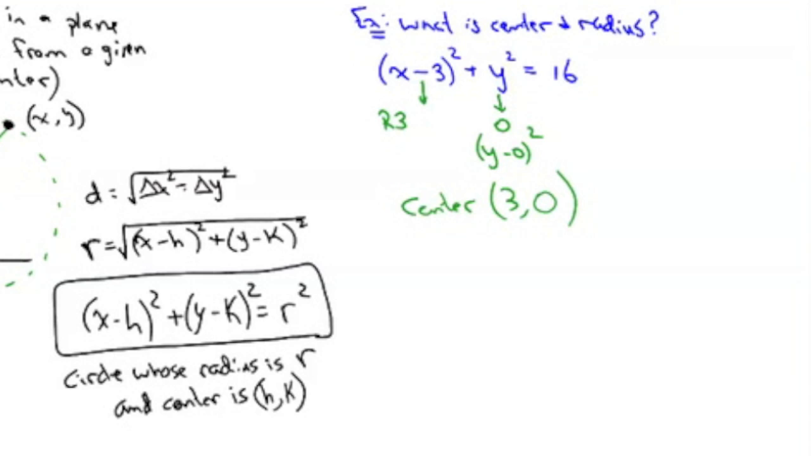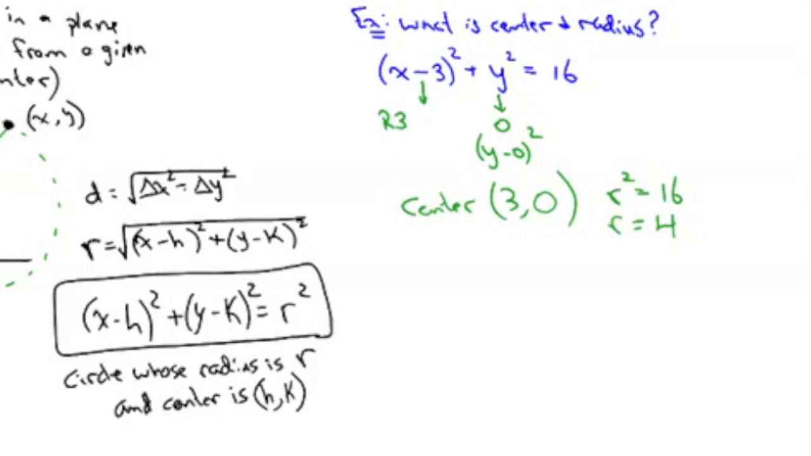What's the radius? Well, I highly suggest you do this. R squared must equal 16 by the formula. The number is equal to r squared. So r is equal to the square root of 16, which is 4. And there's your answer. Center of 3, 0, radius of 4. Do they get harder? Yeah.